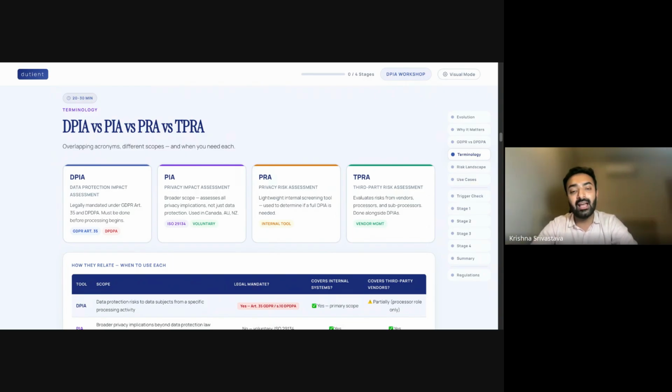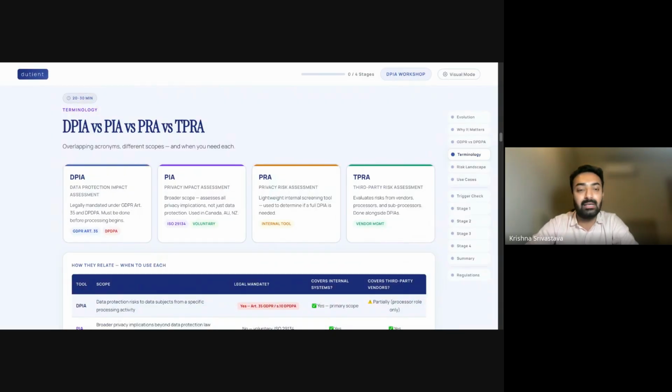But a PIA has broader scope. It assesses all types of privacy implications, not just high risk processing activity. So any processing activity that involves personal data, you can do a PIA as a good to have, but a DPIA is a must have.